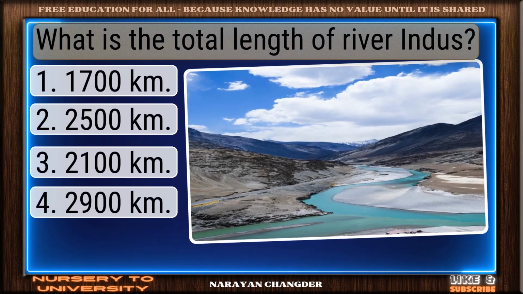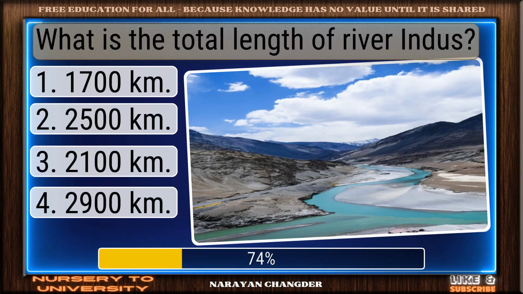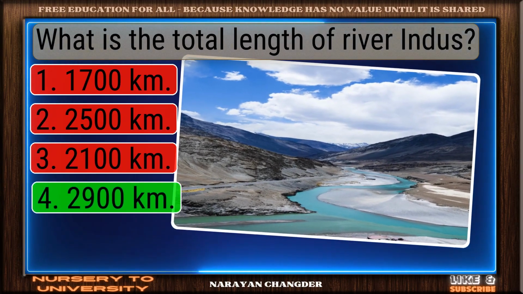Question number 17. What is the total length of River Indus? Exactly. 2900 km makes sense, and it is the right choice.